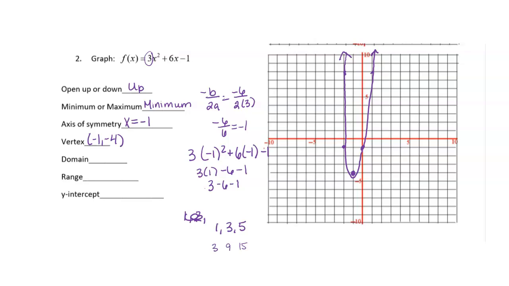So your domain, as always, is negative infinity to infinity. Your range, you started at negative 4 to infinity. You can find your y-intercept here in the equation, which is negative 1, or you can find it on the graph where it crosses the y-axis. So we can have 0, negative 1, or I can just put negative 1. All right, moving on.